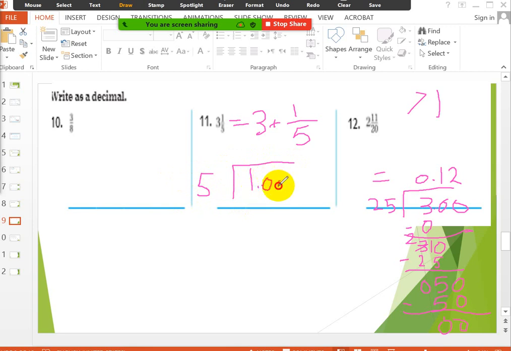This is the point, and let's see. 1 divided 5 equals 0, right? Because I can't divide 1 on the 5. So the value of the ones will be 0. Now 0 multiply 5 equals 0, and then subtract. So it will be 1.